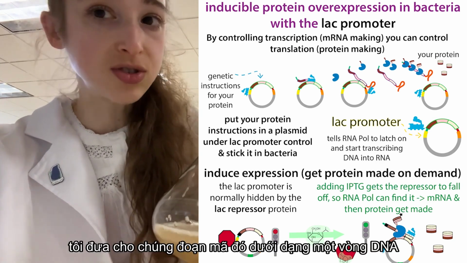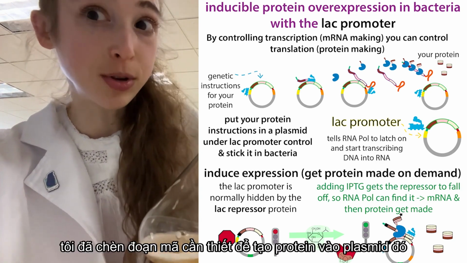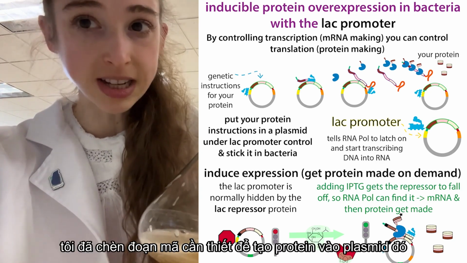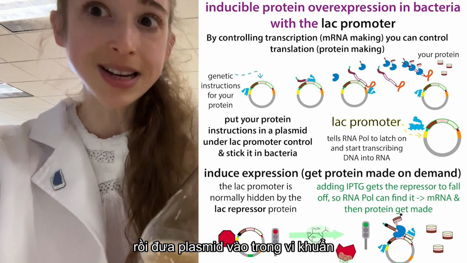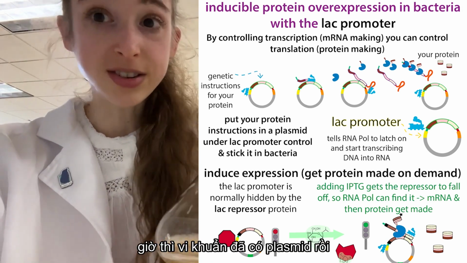So I give them those instructions in the form of a circular piece of DNA called a plasmid, in which I put those instructions for making this protein. And then I stick that plasmid into the bacteria. It's a process called transformation. And so then these bacteria have these plasmids.